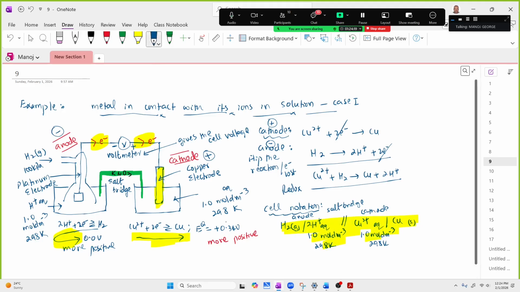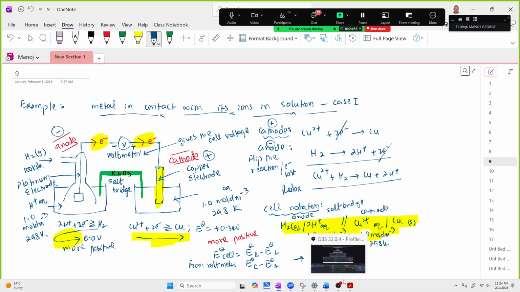Okay. Now, if you look at the formula, it's E° cell equals E° right minus E° left. You can do that. Or you could do E° cathode minus E° anode. It's always cathode minus anode. Okay, so who is going to give you the cell voltage? So cell voltage comes from the voltmeter. Don't forget, this is coming from the voltmeter. So your voltmeter is going to tell you 0.34 V.